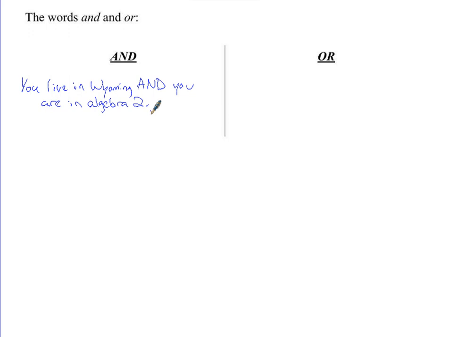If you didn't live in Wyoming, say you lived in Colorado or something, then this part right here would be false, which would make the entire statement false. So for "and," in order for that statement to be true, both parts have to be true. For "or," one or the other has to be true in order for the statement to be true.